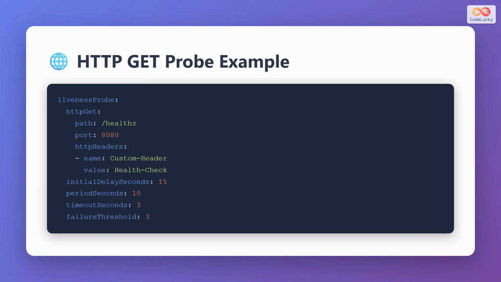Let's look at a practical HTTP GET probe configuration. In this example, the probe sends a GET request to the path /healths on port 8080. You can also include custom HTTP headers, such as a custom header with the value health check. The initial delay is set to 15 seconds, giving the application time to start up. The probe then runs every 10 seconds, with a timeout of 3 seconds and a failure threshold of 3 attempts. This means if the health endpoint fails to respond successfully 3 times in a row, Kubernetes will restart the container.